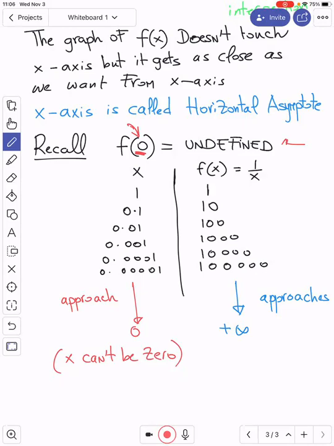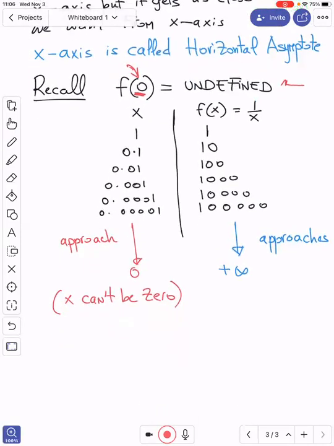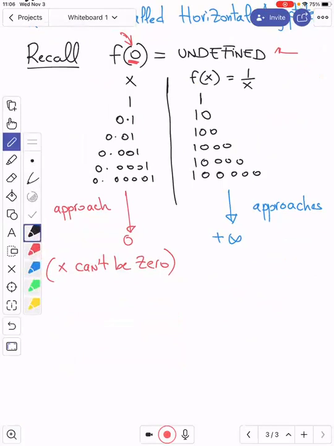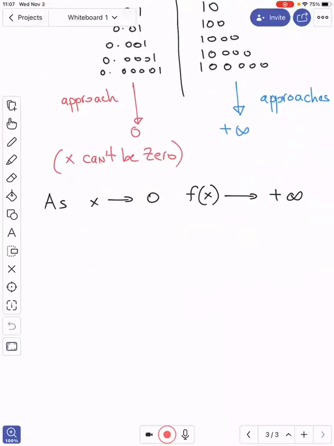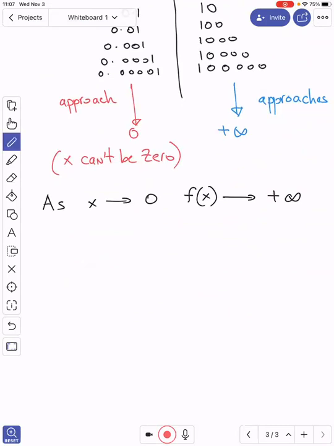So I'm going to just write it down. What we are saying is, as x approaches 0, f of x approaches positive infinity, right? Now, what does this mean for the graph of f? Let's see what happens to the graph.